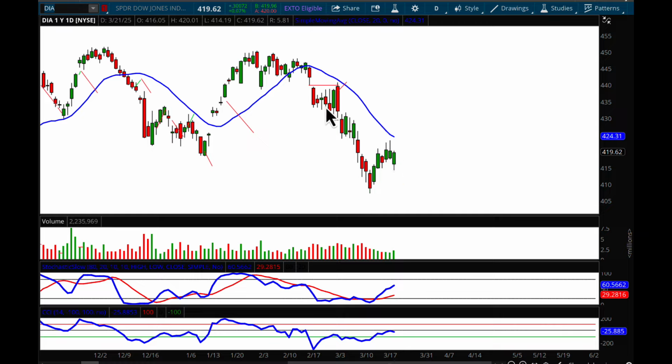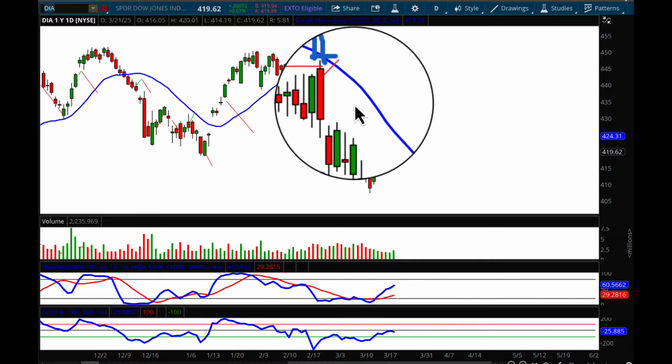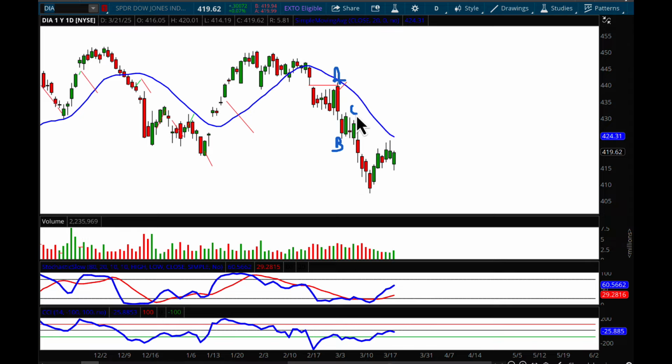You could see that we had the A up here. We had a little bit of a pivot on this green candle right there. That allowed us to put a B there. And then the very next day, you can see a lower high, lower low. We had the C, which brought us to a lower D.